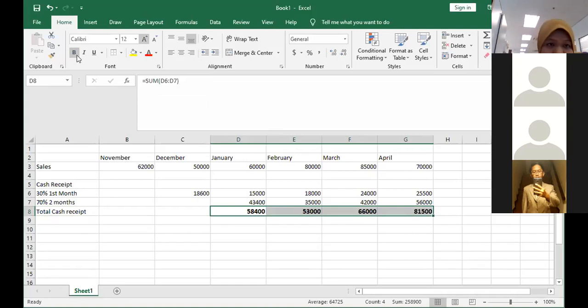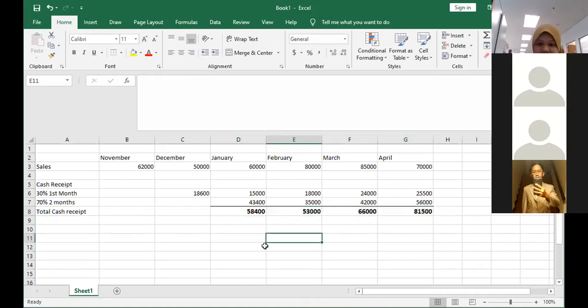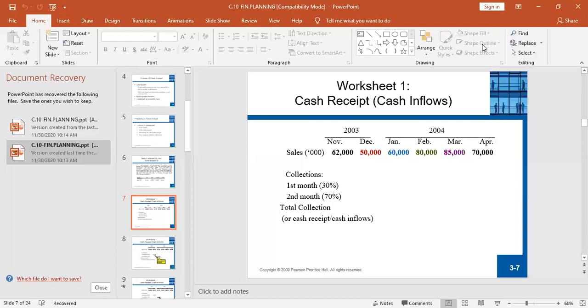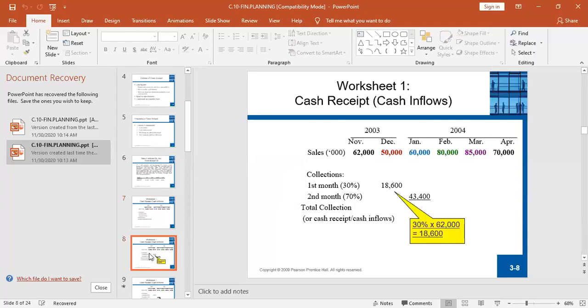Let me keep it bigger so that you can see what is highlighted. Okay, so let us go back to the slide. Okay, so it is shown here.